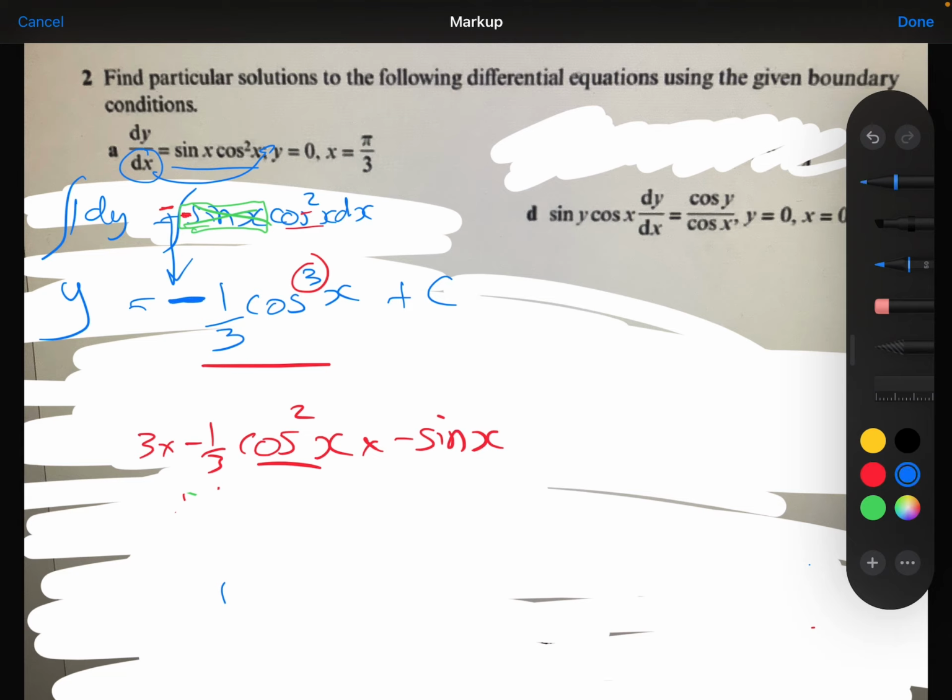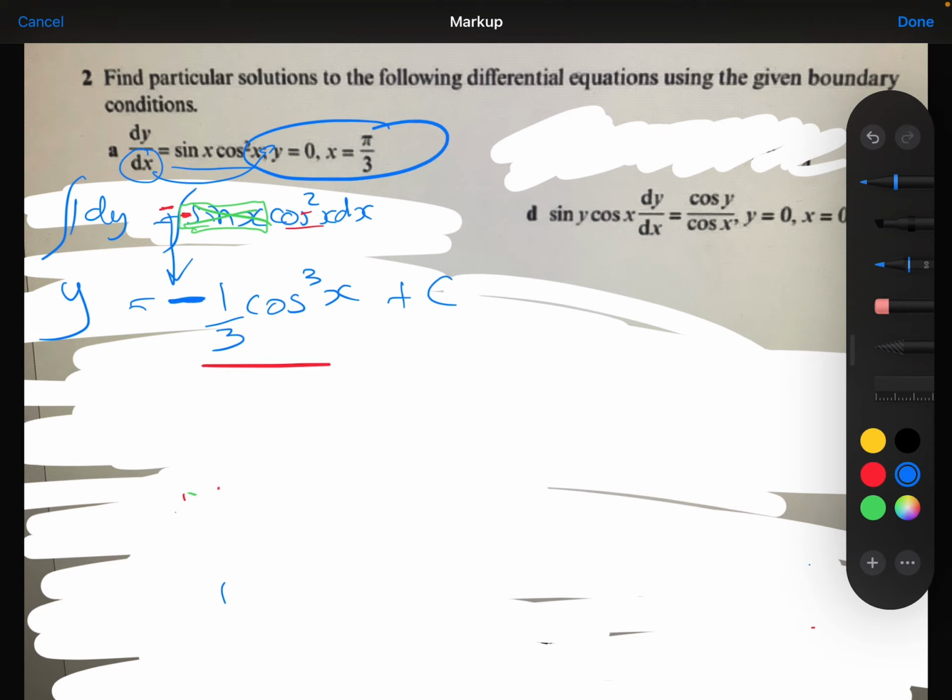And hopefully you can see here that obviously the minus here and the minus here cancels out. The 3 and the 1/3 cancels out. And we do definitely get back to that original expression. So that's been integrated now. And therefore you can now substitute your boundary condition in here and here to work out the C.